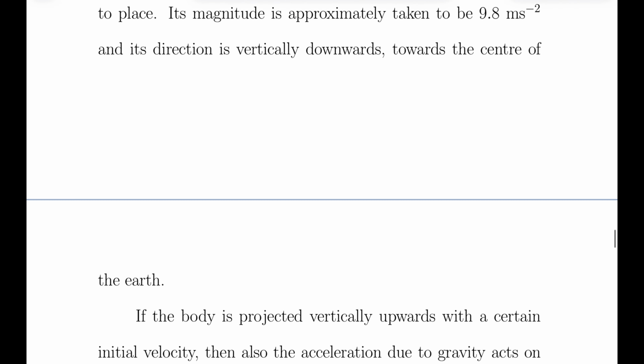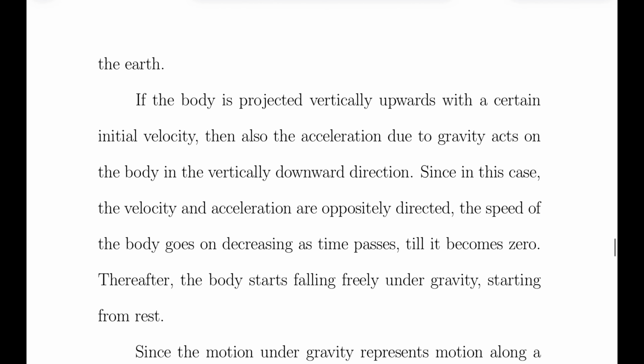center of the earth. If the body is projected vertically upward with a certain initial velocity, then also the acceleration due to gravity acts on the body in the vertically downward direction. Since in this case, the velocity and acceleration are oppositely directed. Why? Because the velocity is upward and acceleration is downward. The speed of the body goes on decreasing as time passes till it becomes zero. Therefore, the body starts falling freely under gravity starting from rest.